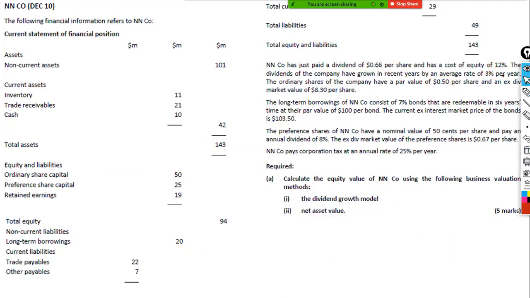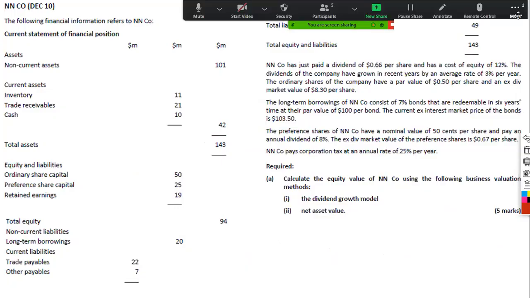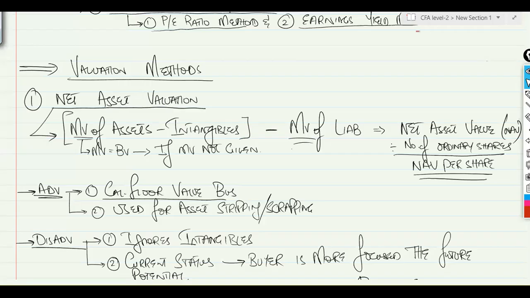So I'll also add this to my notes. I'm also writing this over here. You also need to minus the preference shares value so that you get the net asset value. As I said, preference shares also get a fixed charge, fixed dividends, so they are treated similarly to a non-current liability or a long-term liability.